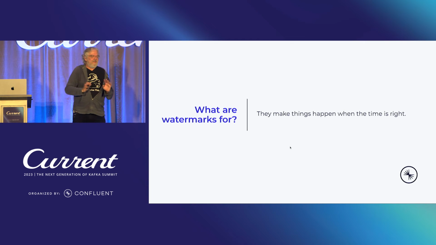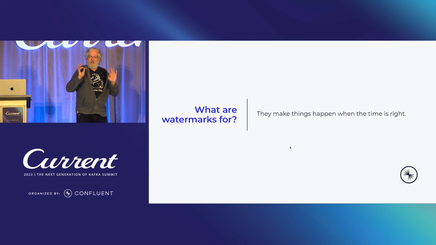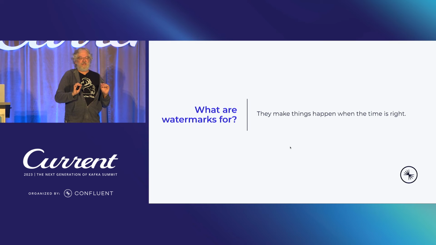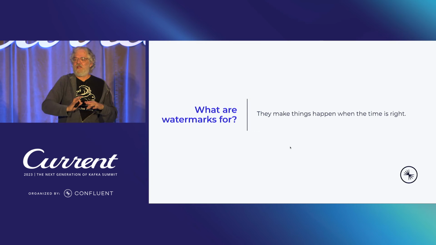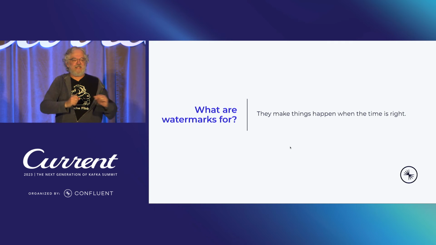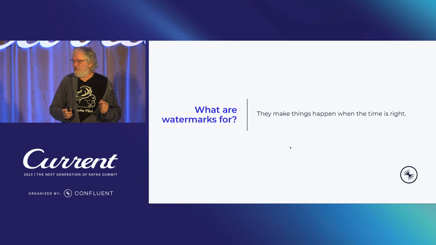So if you were confused by all that and are still wondering, what are watermarks for? They're just there to make things happen when the time is right. Often that's to close a window, but it might be to produce the result from a join. There's lots of things in Flink that are waiting for watermarks to tell them that they've seen all the data they need to see, and now they can produce a result.